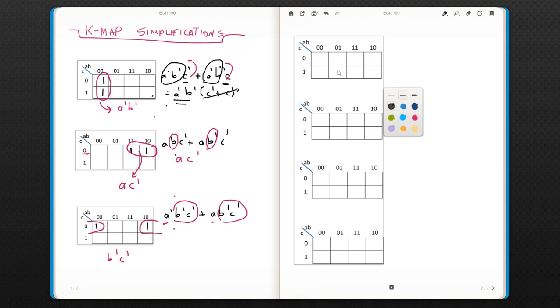Here is another one that's very similar to what we had. I'm not going to write the function this time. But now we can say that these are adjacent to each other, so I can circle that and write the function. A is changing, so it's going to drop. B is not changing, so I'm going to say B, and C is not changing, which is 1, so the function is going to be BC.